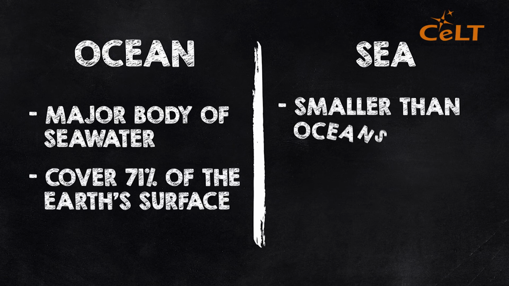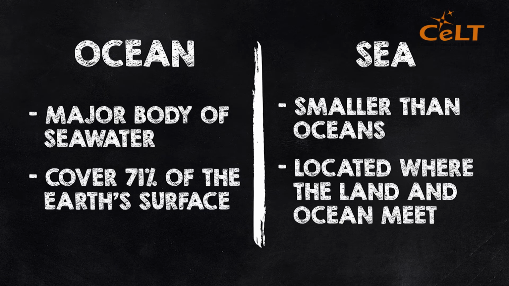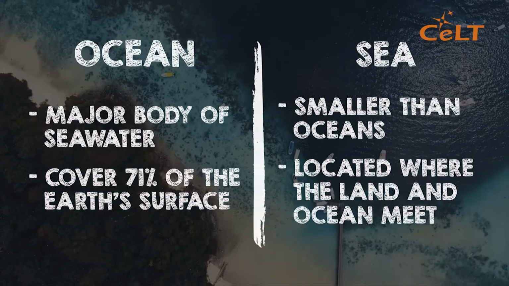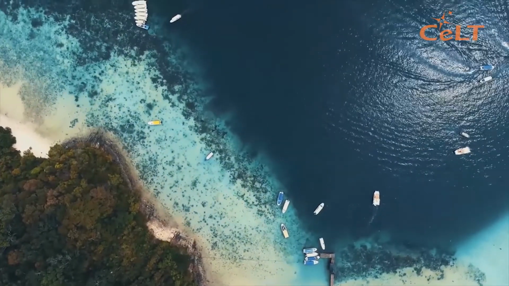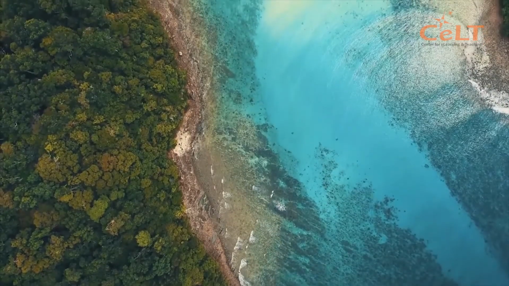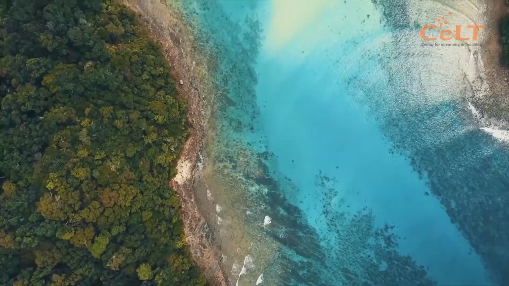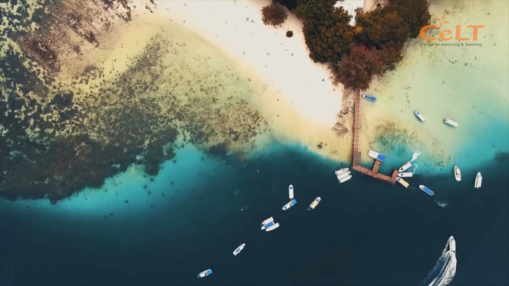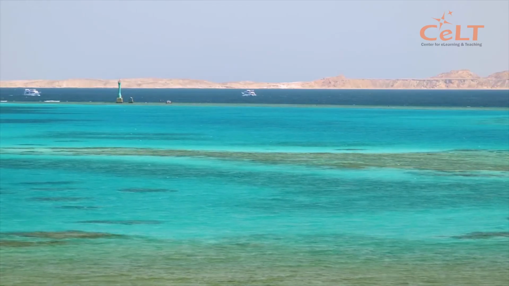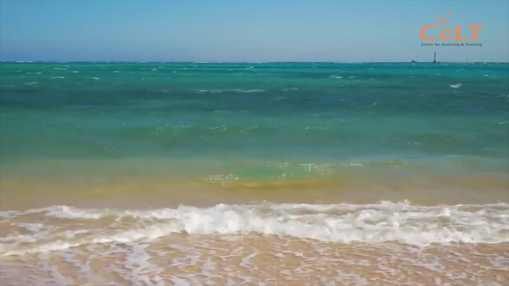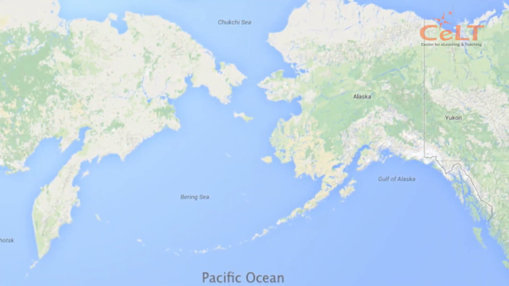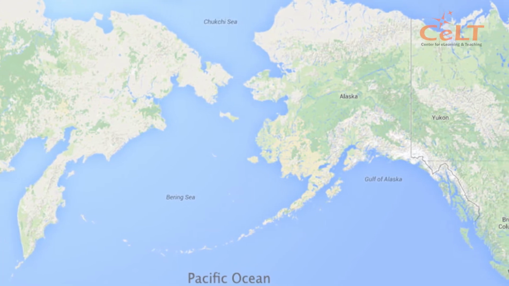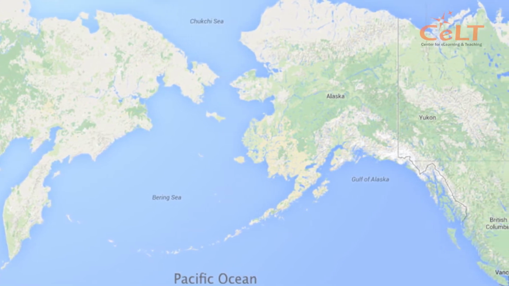Yes, many people use term ocean and sea interchangeably when speaking about the ocean, but there is a difference between the two terms geographically. Seas are smaller than oceans and are usually located where land and ocean meet. Typically, seas are partially enclosed by land. Here in the picture, you can see that Bering Sea is part of the Pacific Ocean.